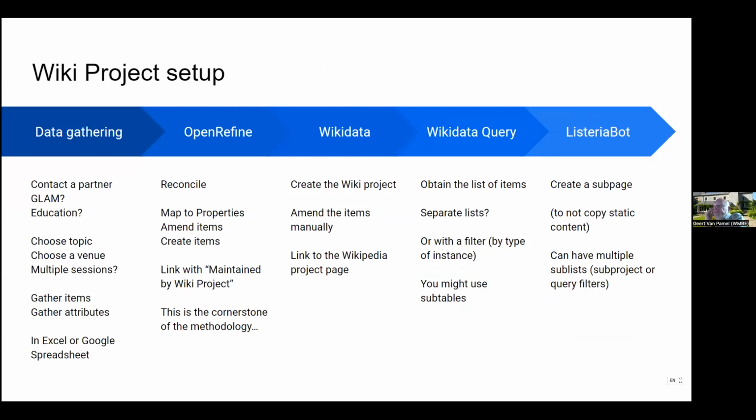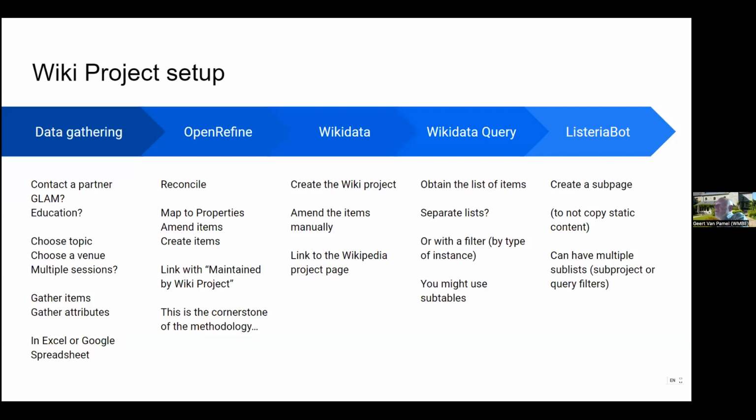So the first thing is you need to think about a theme. What type of activity you will do, what theme you want to write about, and then you make a list of potential articles. And then secondly, you load them into Wikidata. You create items for them with OpenRefine. And then once they are in Wikidata, you link them to your project.